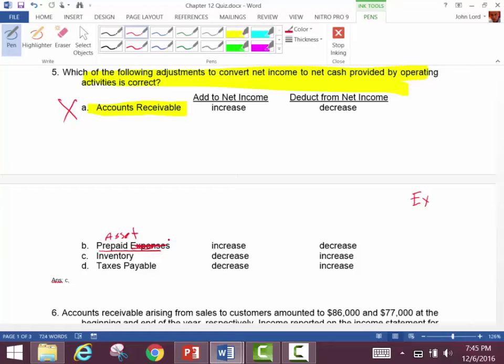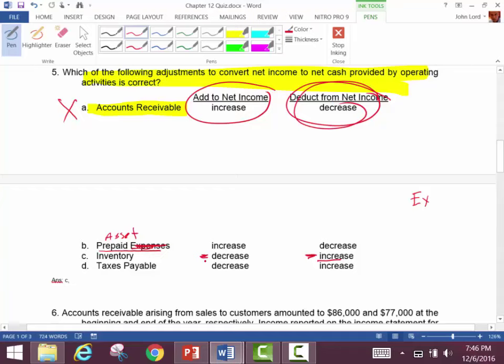Okay, good. Inventory decreases. I should subtract that from net income, and I should increase for the deduction from net income, right? If it increases, I would subtract it from net income. If it decreases, I will add it to net income. If I buy inventory, I deduct that from net income. If my inventory decreases, I add that to net income.